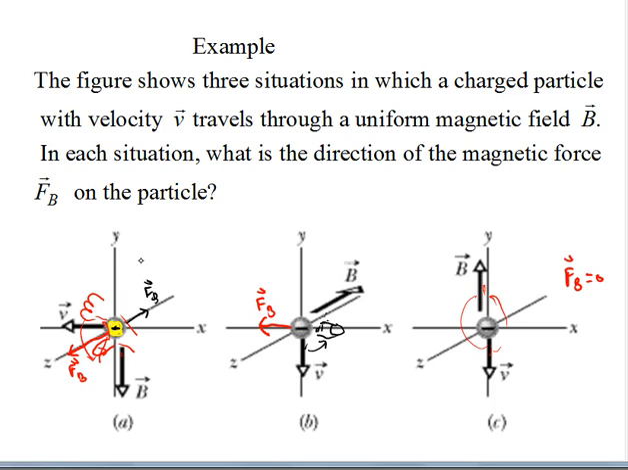We'll look at another example in the next video. We'll do some more analysis of the magnitude of the magnetic force and what happens if the velocity vector and magnetic field vector are not at 90-degree angles, but that angle phi is something less than 90 degrees.